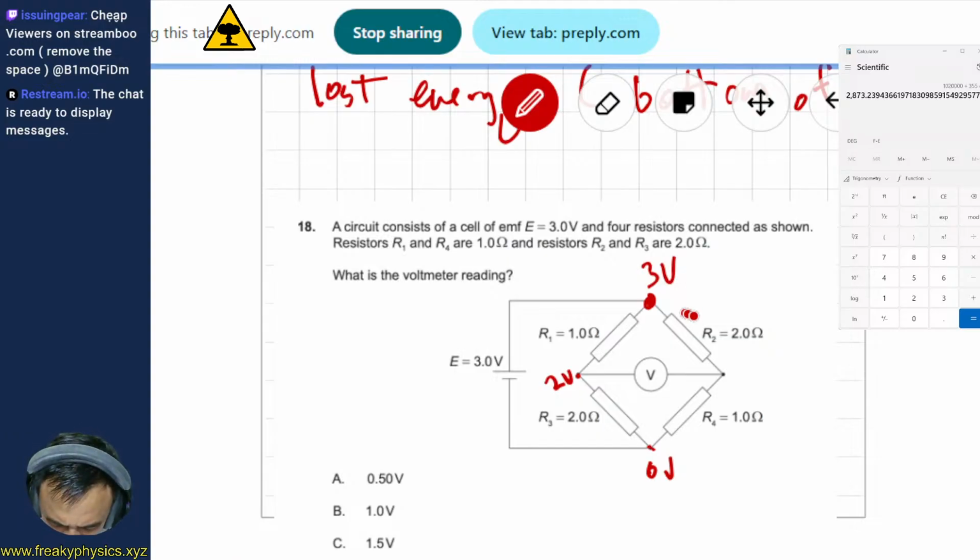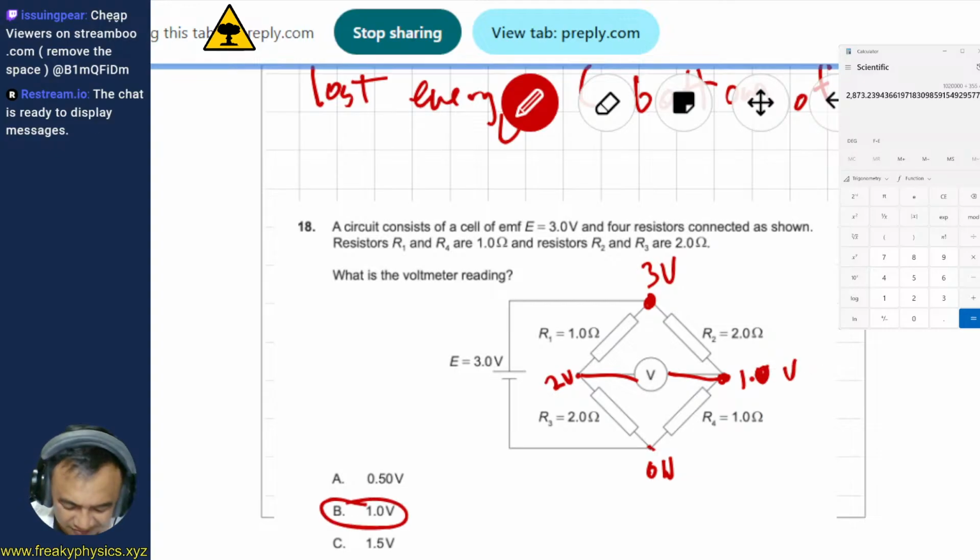Similarly, the difference here is 2. So what's the voltmeter reading here? Sorry, not the voltmeter reading. What's the actual voltage here? If the difference is 2, this must be 1 volt. After it's 1. Then similarly, the voltage here across is 1. So from 1 to 0. So everything makes sense, right? So what is the voltage reading across this 2? 2 minus 1 gives you 1 volt. So the answer here is B.